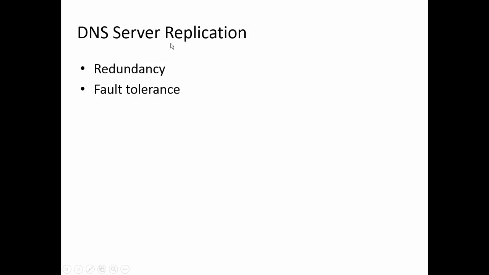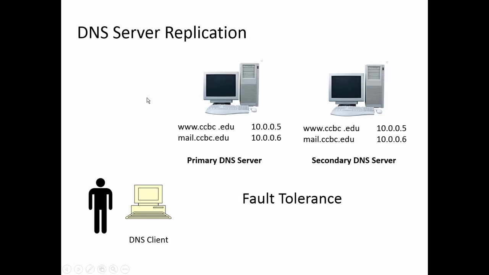DNS Server Replication. DNS Server Replication provides redundancy, which provides fault tolerance. If you just had one DNS server and it crashed, then your users would be out of luck. So we usually have a primary DNS server and a secondary DNS server. And every 15 minutes, the contents of the primary DNS server are replicated to the secondary DNS server. So if either one of them fails, that's okay. We're covered. We have the other one.